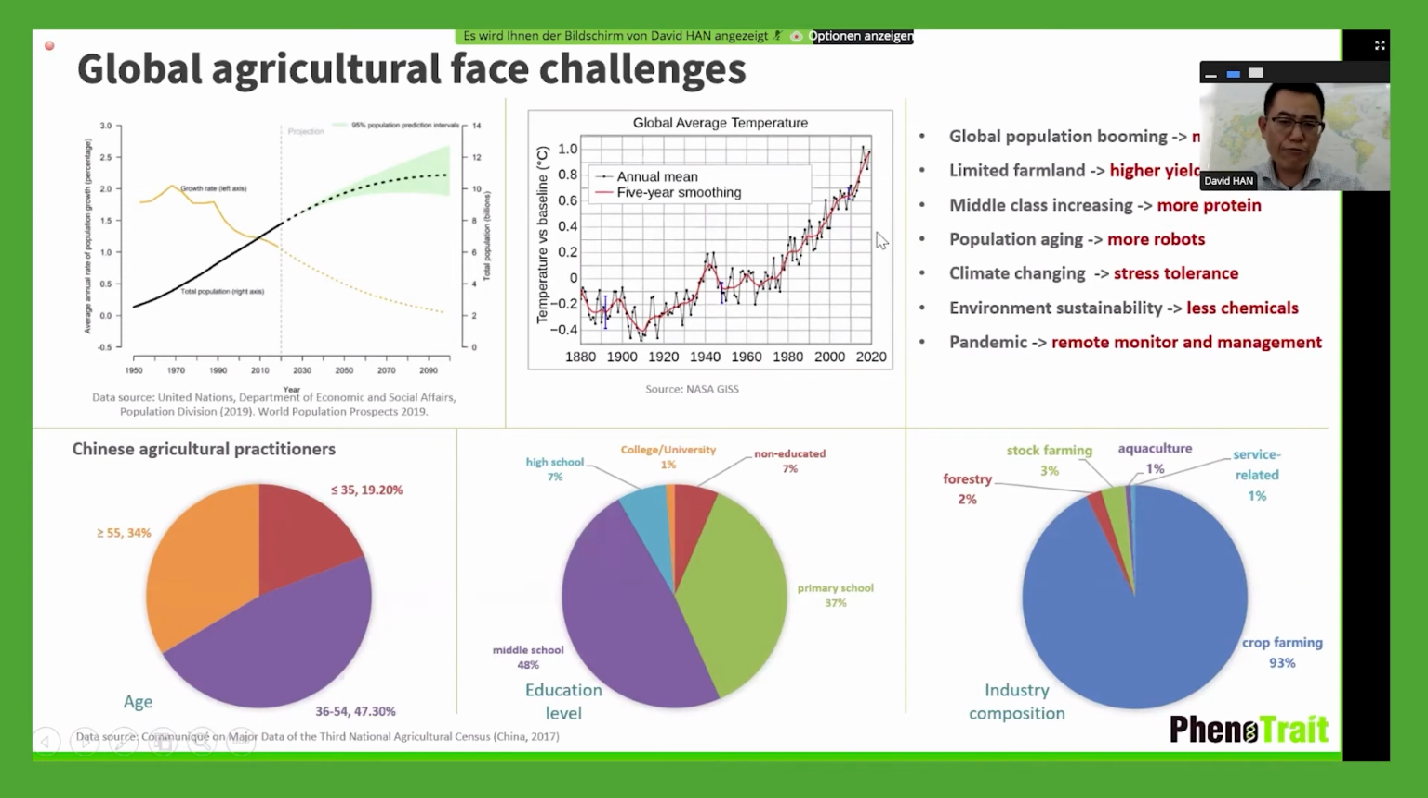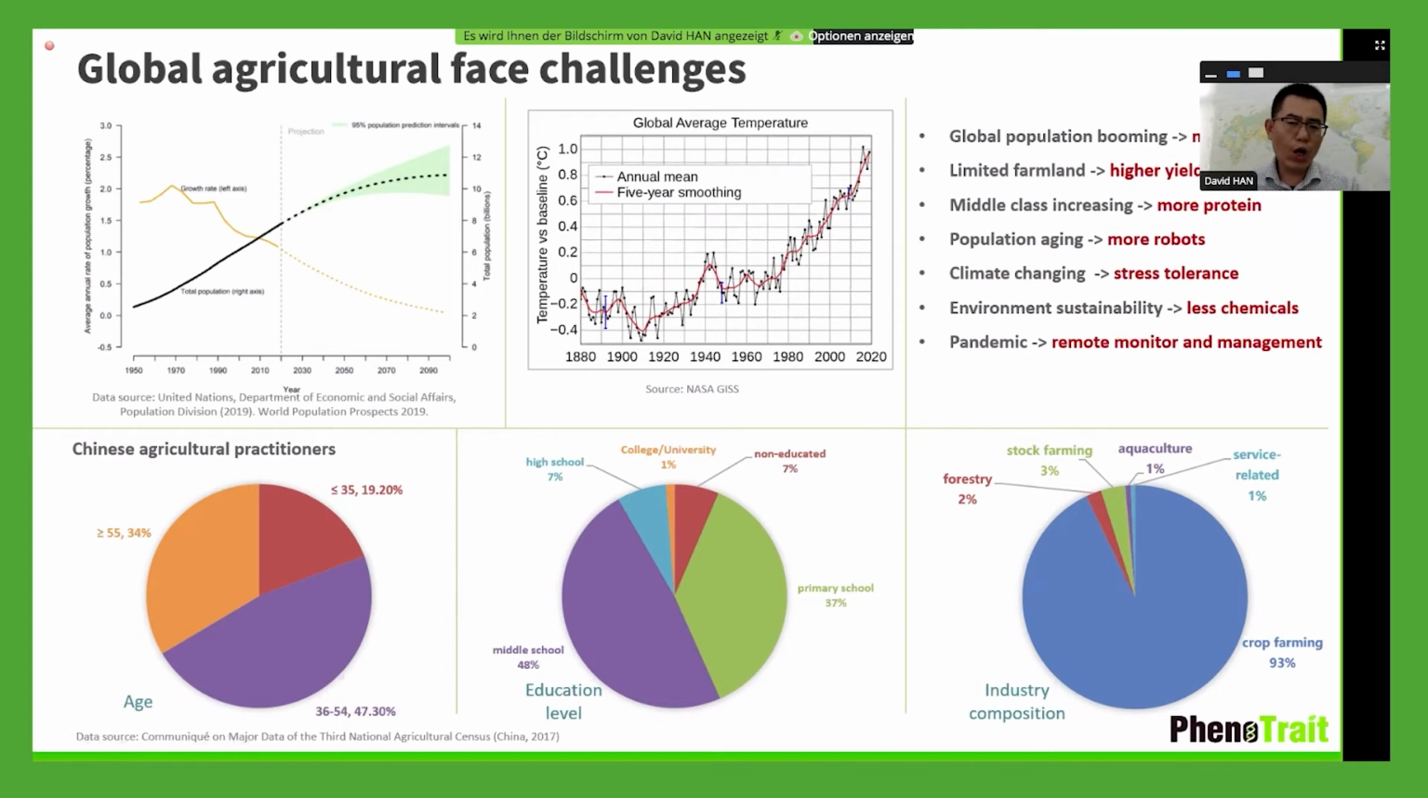And we meet very serious climate change. The past 5 years have been the top five high temperature years since 1880. So we need more stress-tolerant plants. And we need environmental sustainability, so we hope to import fewer chemicals to our farmlands.